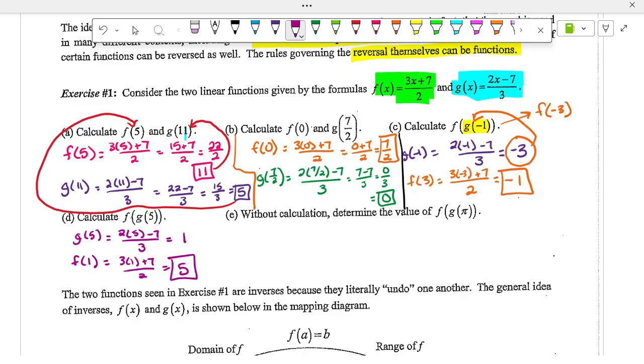So now, with this last one, without calculating, what do you think it's going to be? Pi. We'll get pi. And I'm definitely not calculating that one, because no. All right, just trust me, you will get pi.